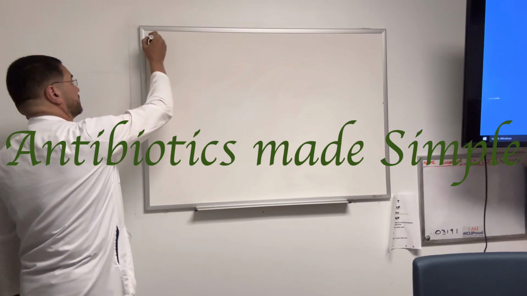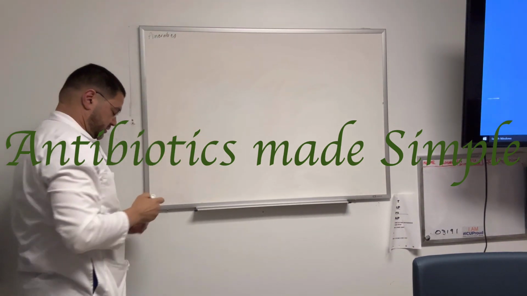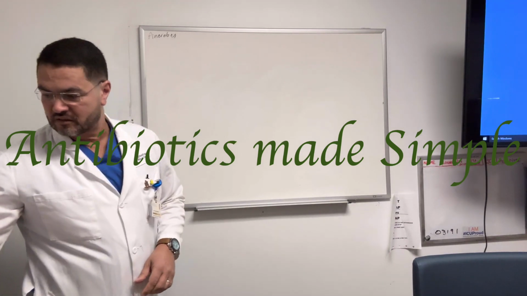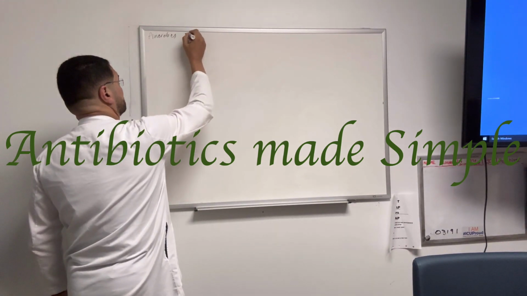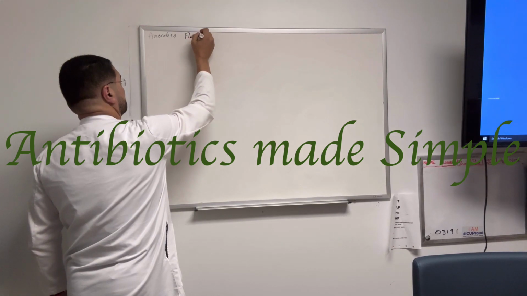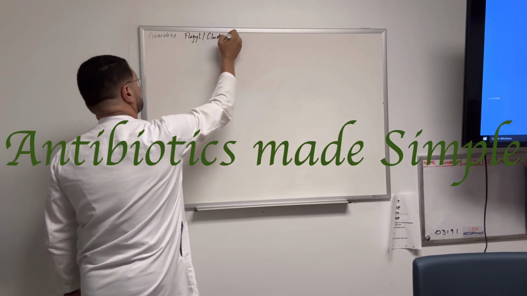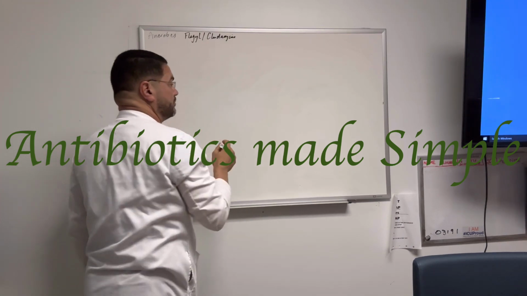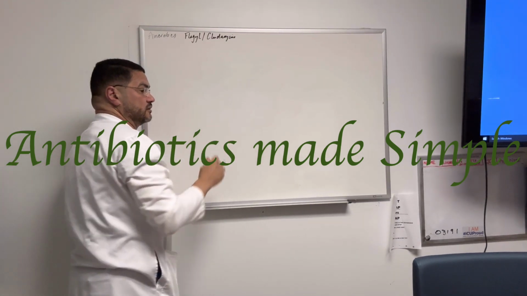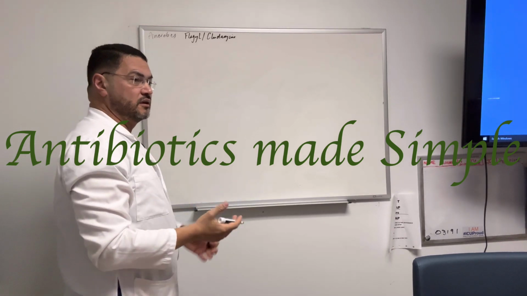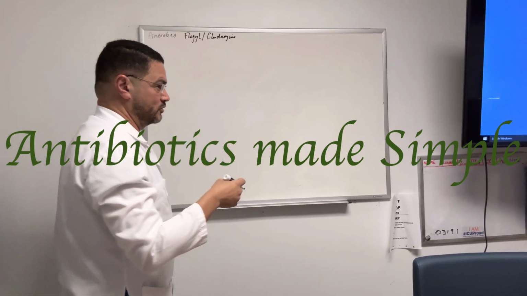What covers anaerobes, the most important ones? It's going to be Flagyl, we know that, right? Flagyl, metronidazole. And it's going to be clindamycin. These are the main two that cover anaerobes. There are others that I'm going to put on the side that cover anaerobes, but they're not mainly for anaerobes. These two are kind of the big guns for anaerobes.